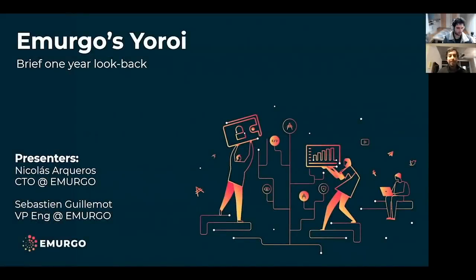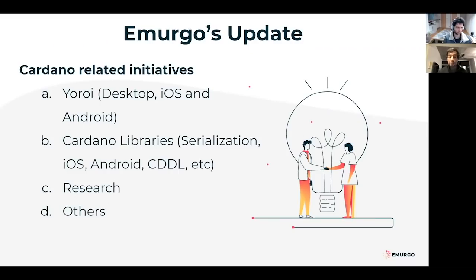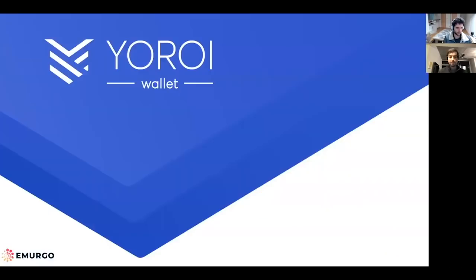Moving forward, they got a chance to speak with Sebastian and Nicholas about the progress being made for Yoroi. So Yoroi is a light client wallet made for desktop, iOS, and Android. They have a mobile version as well as a desktop application version. Essentially, as far as the update, they talked about the progress that was made for Yoroi. They also talked about some of the libraries and some tooling that's been made available for further development of their platform, and also some research and other key topics. So let's go ahead and take a look at the progress that has been made from Emurgo.